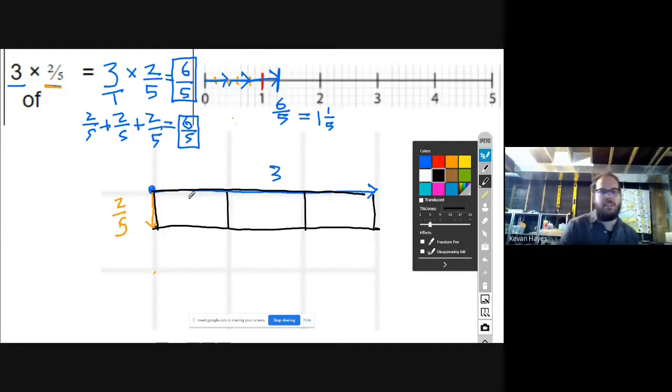Right? And each of these has an area of 2/5, right? Each of these black squares, right? Because this is 2/5 by 1. Each of these is 2/5 by 1. And so this has 2/5 in it, this has 2/5 in it, and this has 2/5 in it.